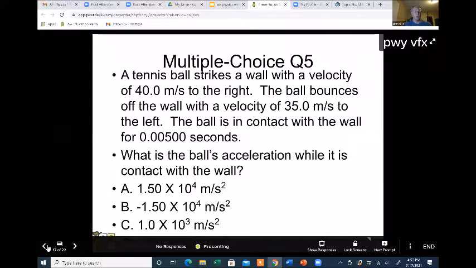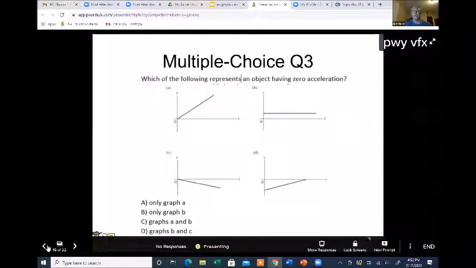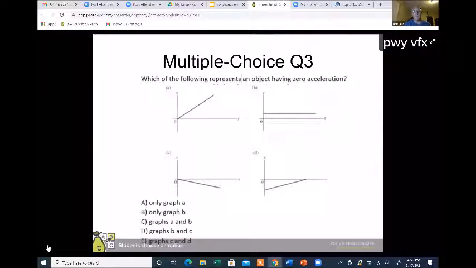All right, so let's look at question 3 now. Again, I want you to take a minute or so and mark your answer to question 3. Which of the following represents an object having 0 acceleration? Make sure you're looking at the axis and the labels on those axes of each graph. Go ahead and input your answers now as soon as you figure them out.